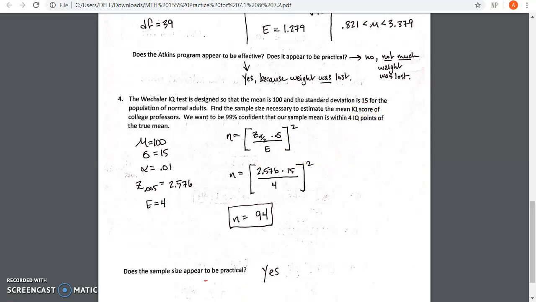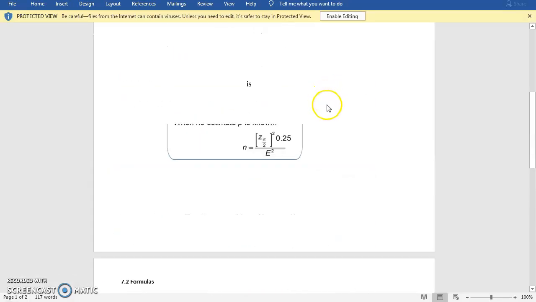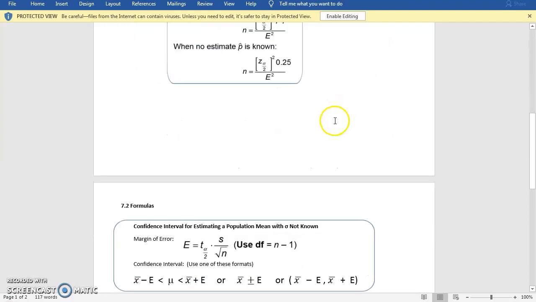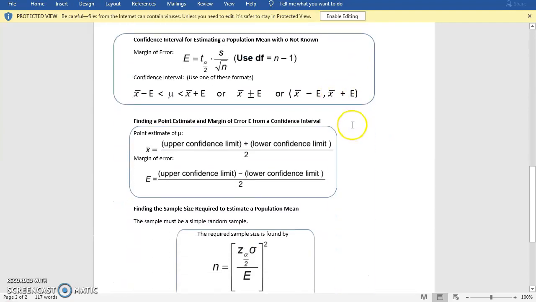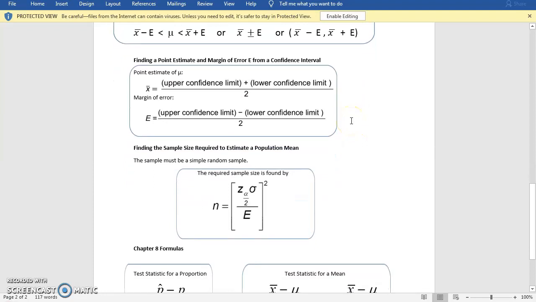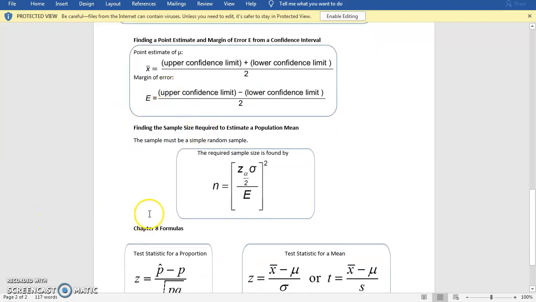If you'll go back to the formula sheet that I have given to you on Canvas, the first page is the 7-1 formulas and the second page is the 7-2 formulas. It's very similar to what we had on 7-1. We've got a formula here to help us figure out the sample size required to estimate a population mean. The sample must be a simple random sample. That's the only requirement. And here is the formula we're using. Notice that you need the critical value, the z-score, z sub alpha over 2. So we're going to have to figure out what that is.